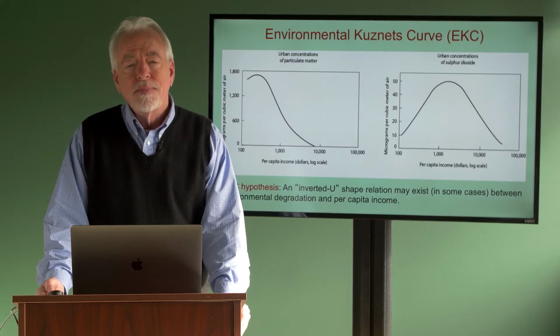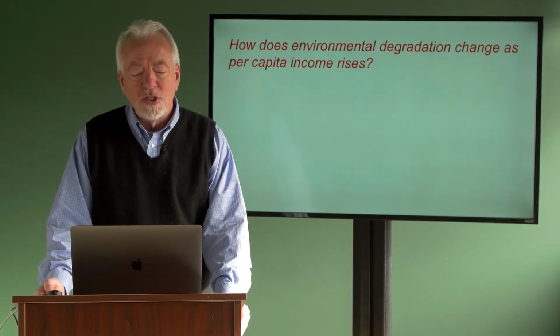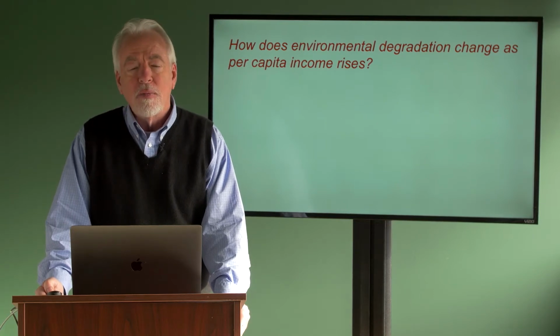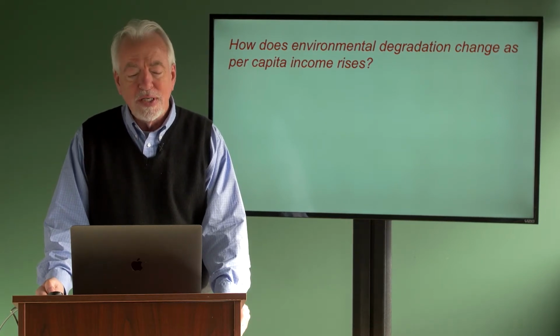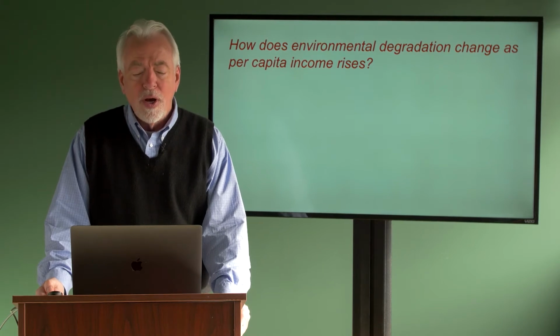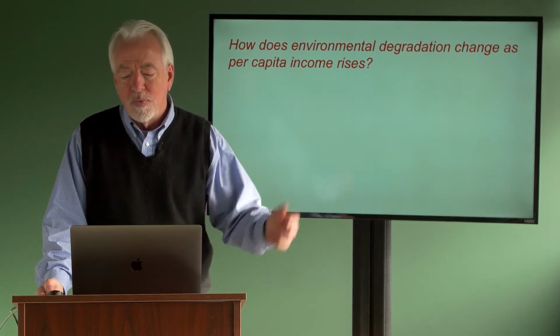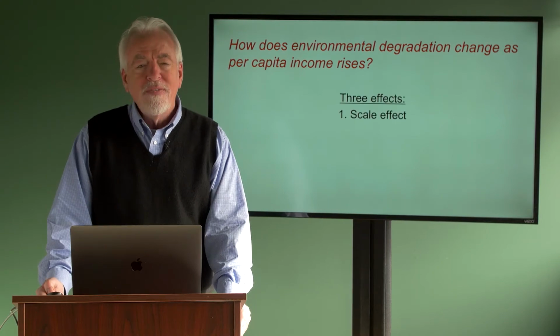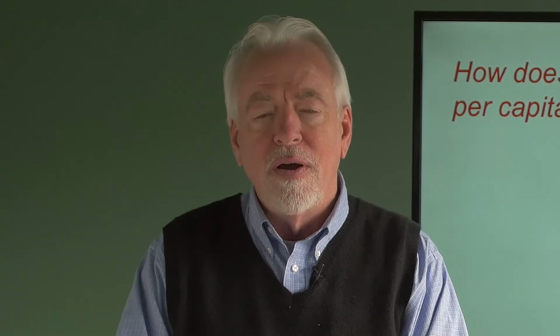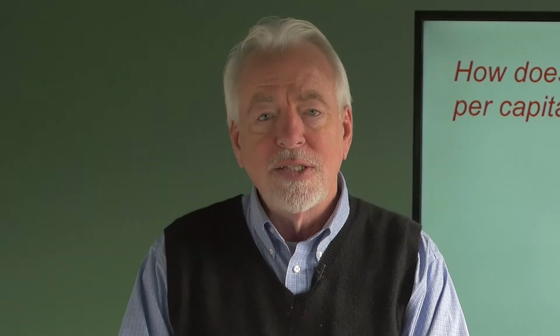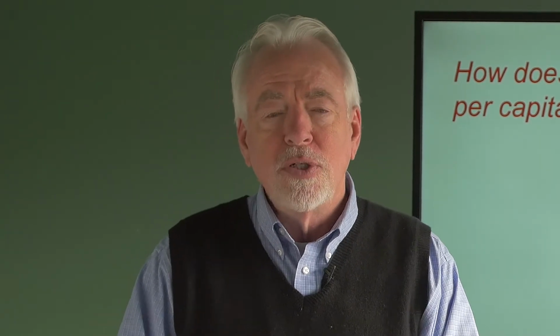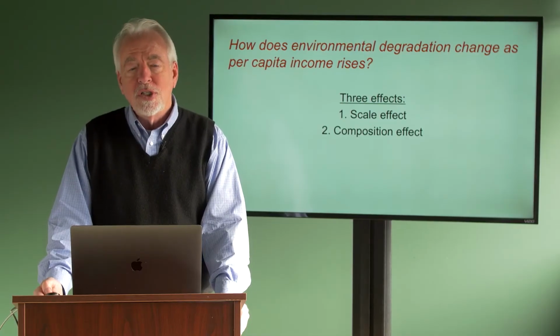So let's think a little bit about how environmental degradation changes as per capita income rises. What sort of effects of rising income might we see on environmental degradation, pollution, resource depletion? One effect, the simplest one, is what you might think of as the scale effect. If the amount of environmental degradation per dollar of production and consumption were a constant, more production, more consumption, a bigger scale economy would be more environmental degradation. That's the scale effect. The second is the composition effect.